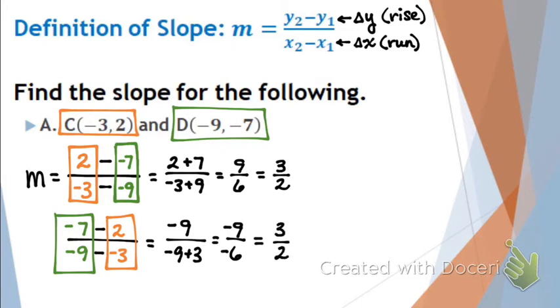It's not a matter of luck. You have to stay consistent. This will work when you reverse it every time, as long as the numbers that you put on top of each other in the fraction came from the same ordered pair.